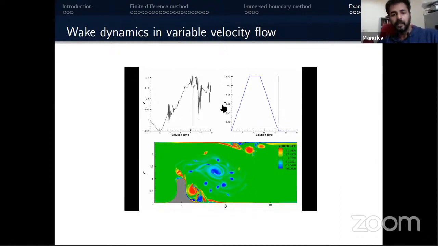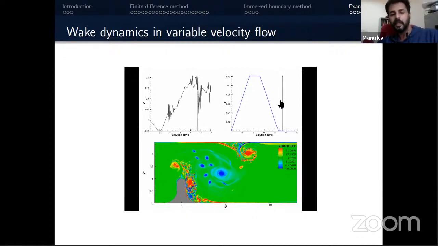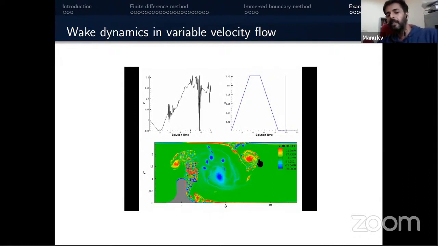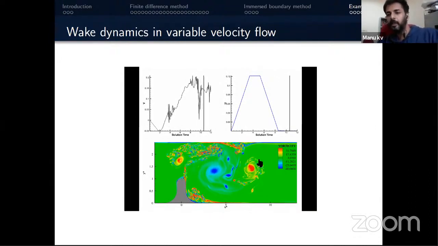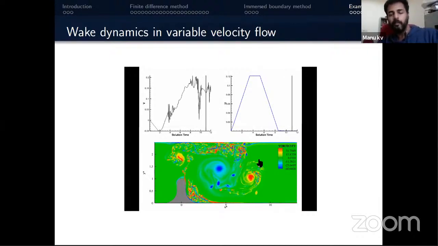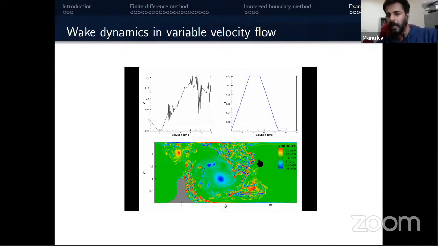In this case, we can see these structures are breaking, and we are getting an extremely realistic solution using this particular scheme without worrying about the gridding aspect.